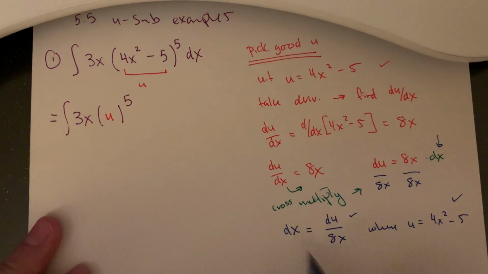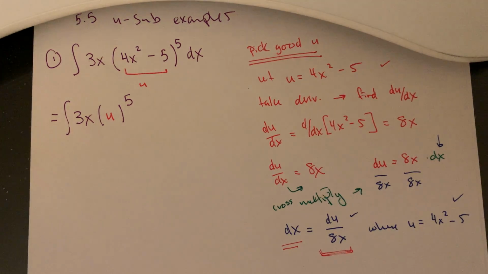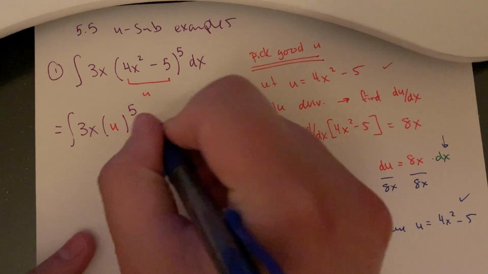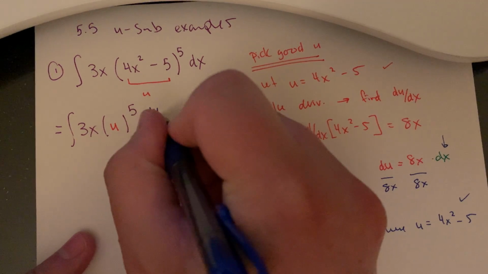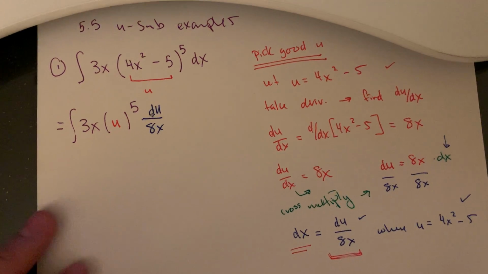So what I like to do is say, okay, what I have in the original is a dx. So I'm going to replace it with what I rearranged and solved for when I did this derivative. So dx would be du divided by 8x. I'm going to take that and sub that in also. That is in blue. So that ends up looking like du over 8x.